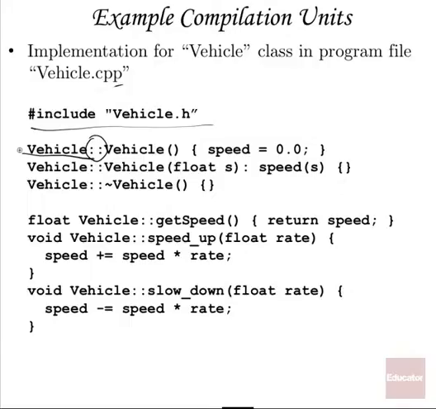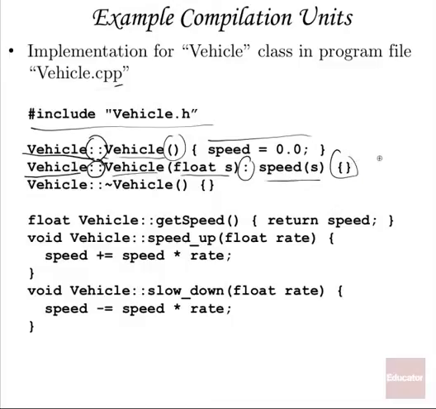Here's our constructor. This is our default constructor. So if a vehicle is constructed without any parameters, we'll initialize the speed to 0. Here's our overloaded Vehicle constructor, with a parameter, s. We'll use the initialization list to set the speed to the s parameter, and there's nothing else we need to do except to have the open and close brace because this is a function.